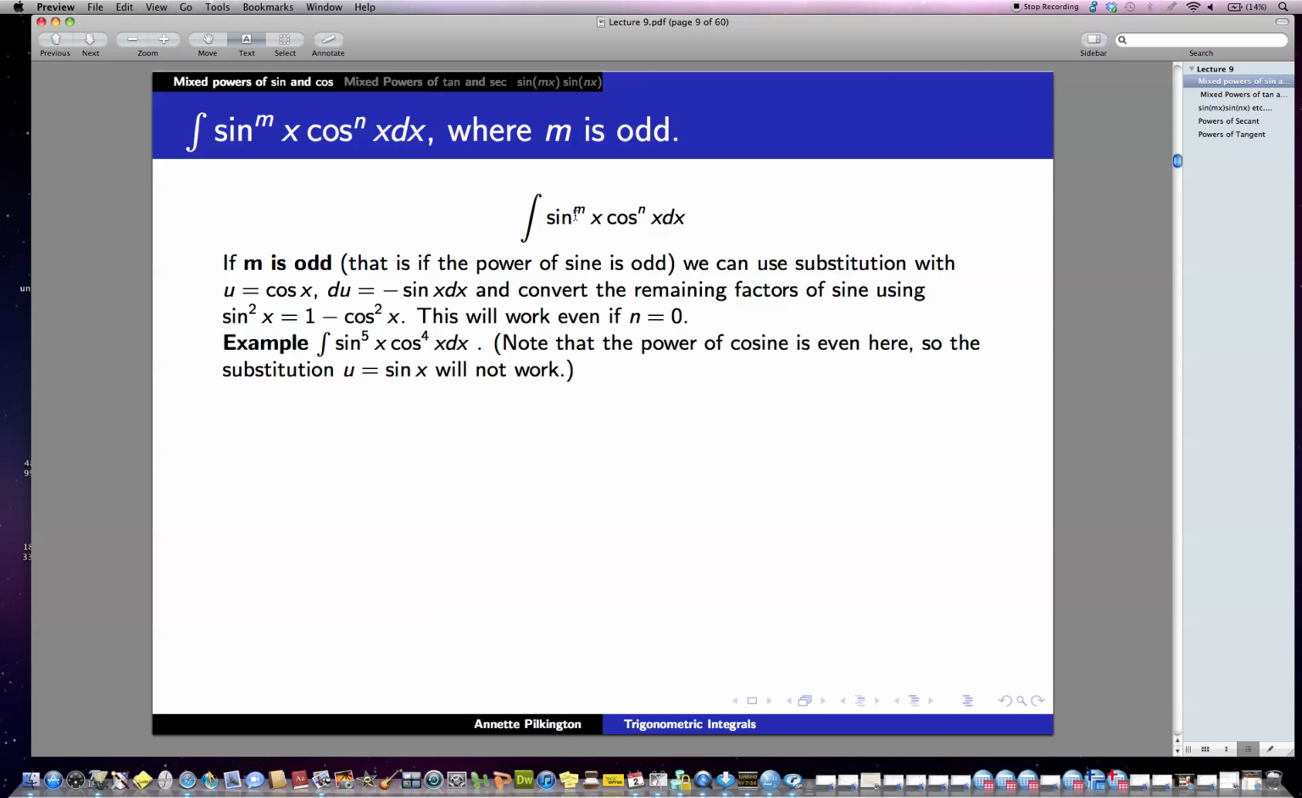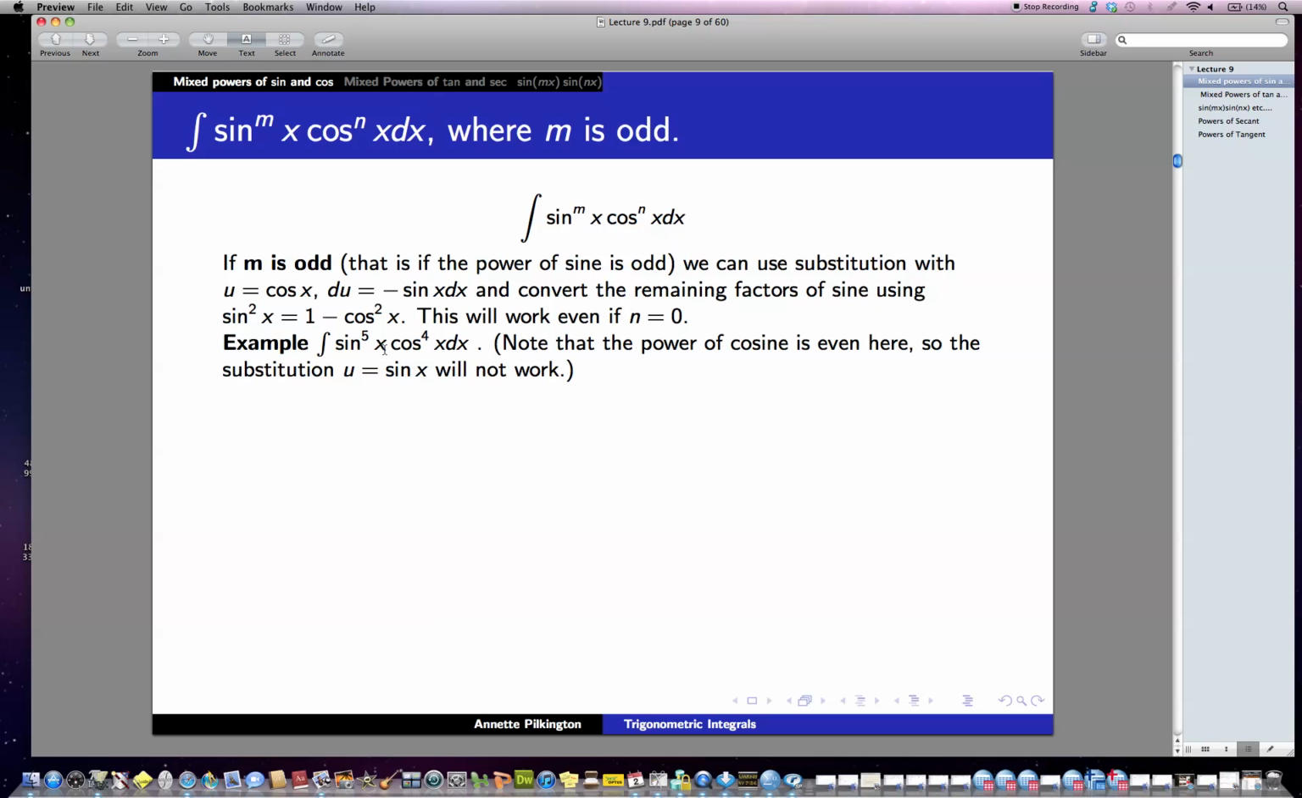Suppose now I have an odd power of sine. Then I have the option of using the substitution u equals cosine of x, and du is then minus sine x dx, and the sine squares convert to 1 minus cosine squared, which is 1 minus u squared. And again, this same technique will work even if the power of cosine is 0, even if I'm just talking about the integral of sine to the mx.